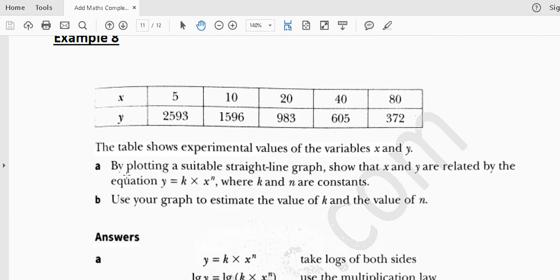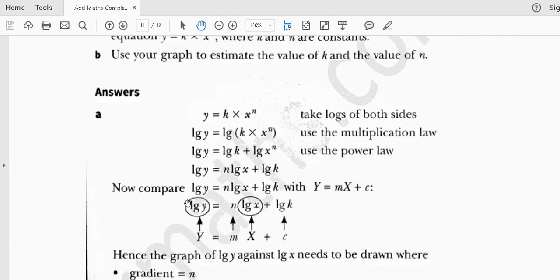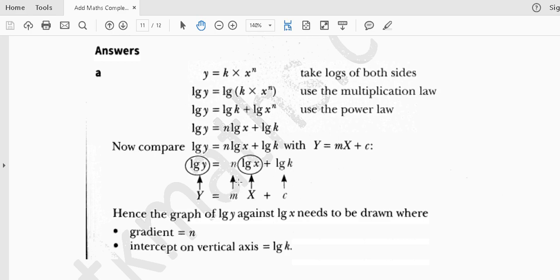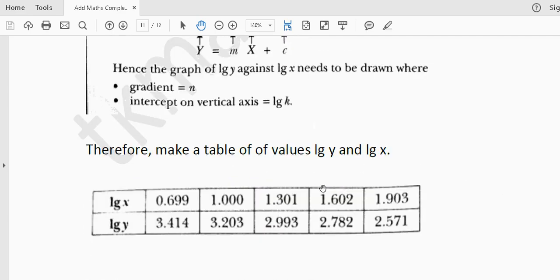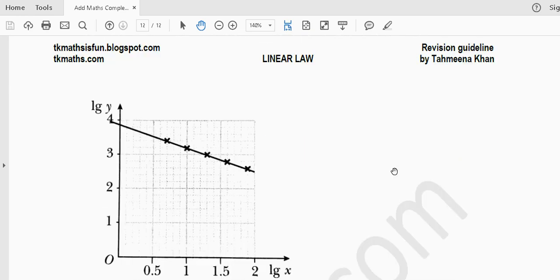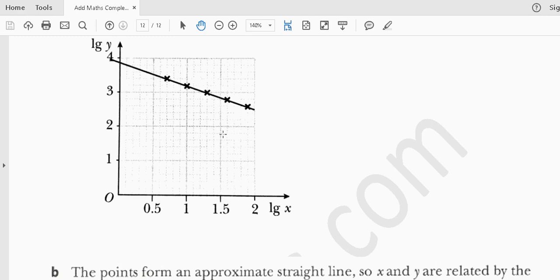Is it given here? No, it is saying by plotting a suitable straight line graph. Now, when they do not give you any hint, then it is a little challenging. So you have to change this equation into linear form, and then you see what you get here, what you get here, and then you make your table, right? Once again, for explanation, you can refer to the video in the description. So the new table is made here, and based on this table, the graph is plotted here.